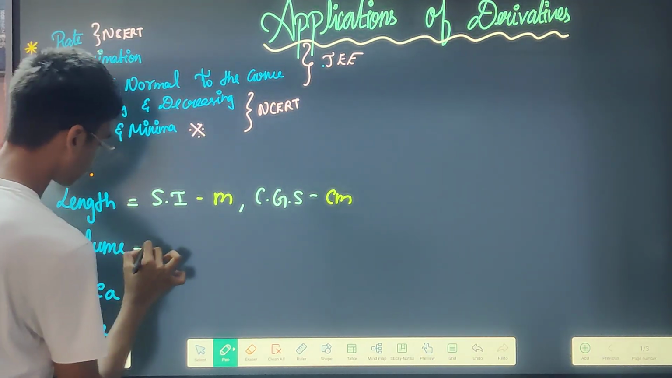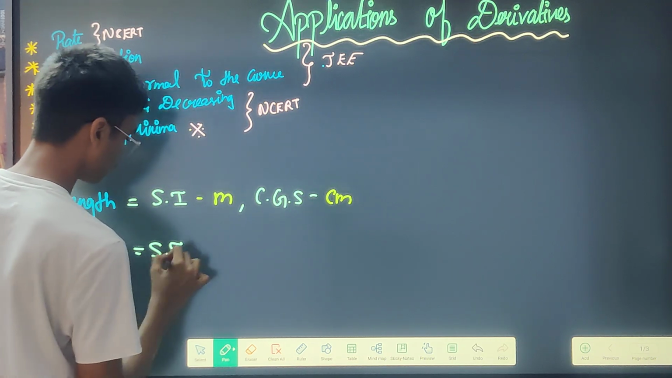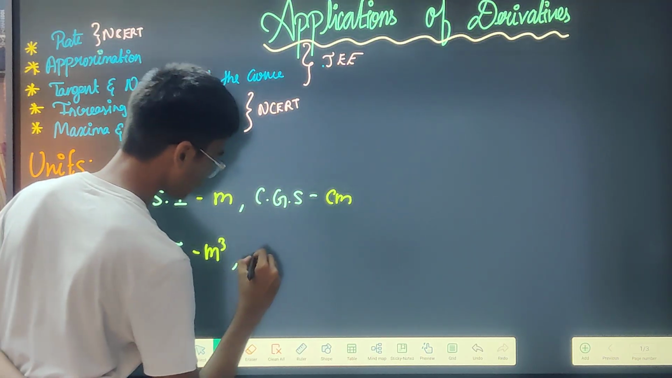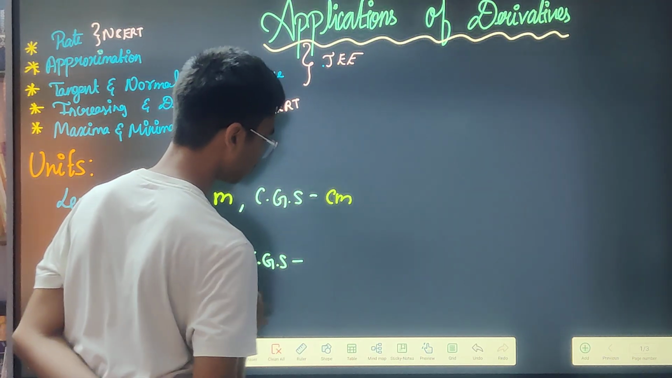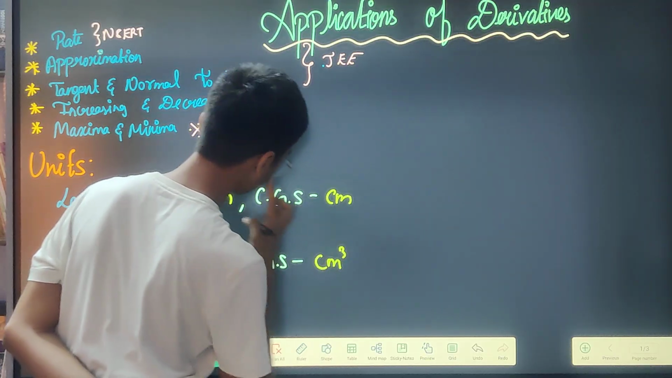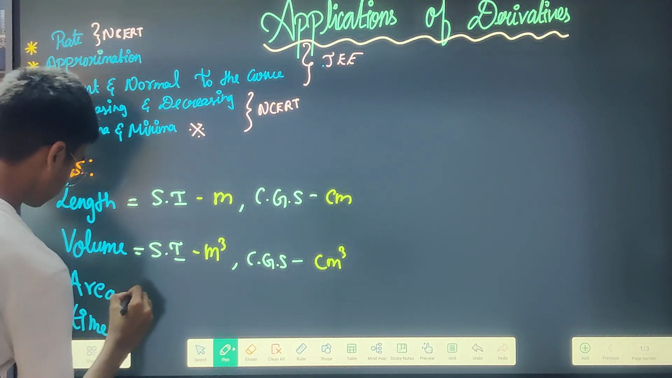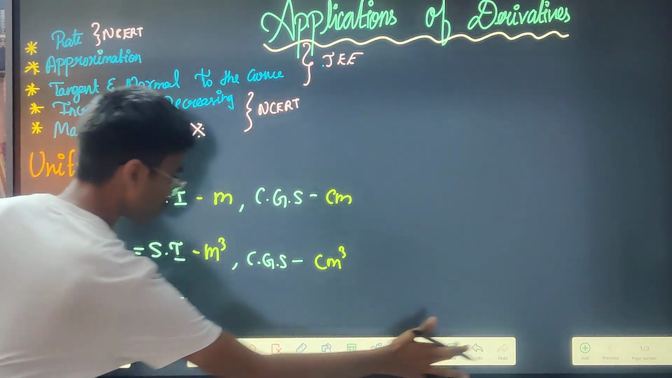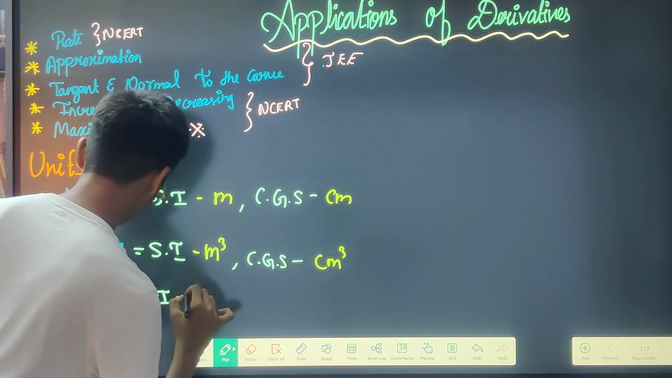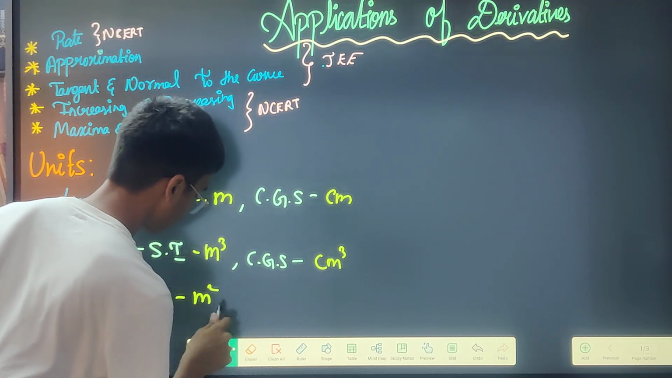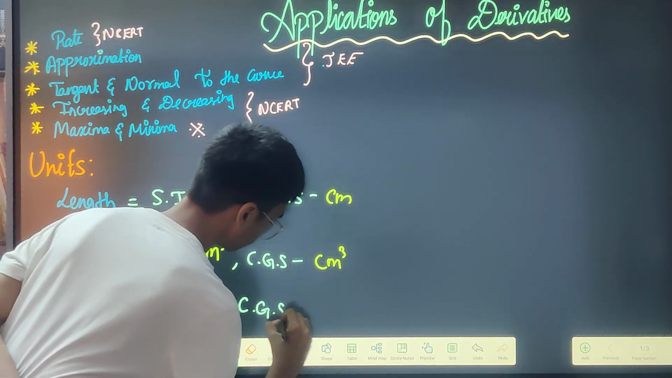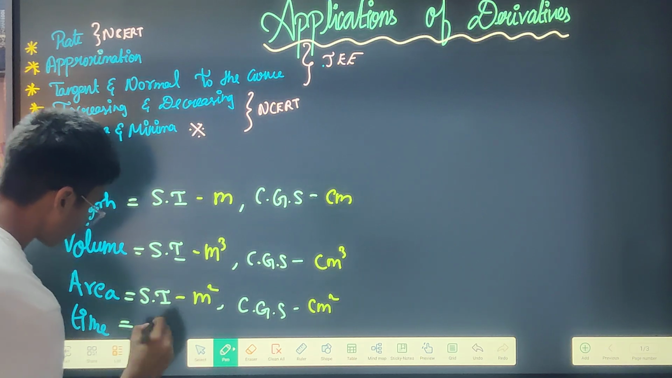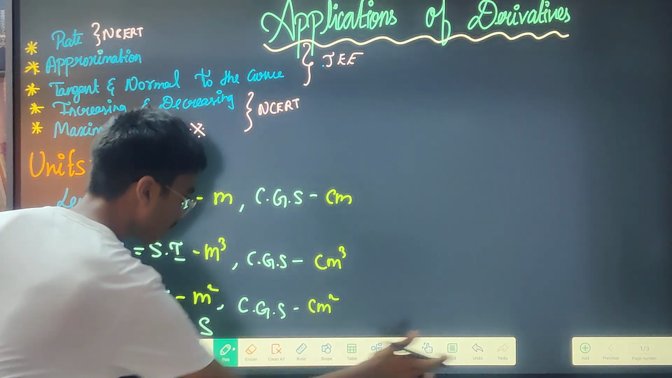Next is volume. The SI unit of volume is meter cube, and the CGS unit is centimeter cube. Then area. For the area of a circle, the SI unit is meter square, and the CGS unit is centimeter square. Then for time, for both it is just second.